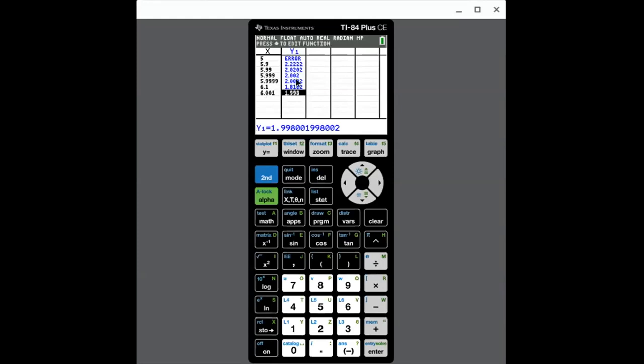So what are your numbers really close to? They're really close to 2. So you would estimate that the slope of the secant PQ is approximately 2. That's what you're doing. Does that help?